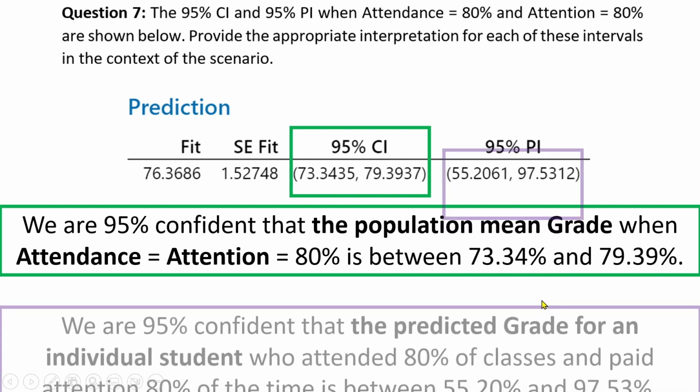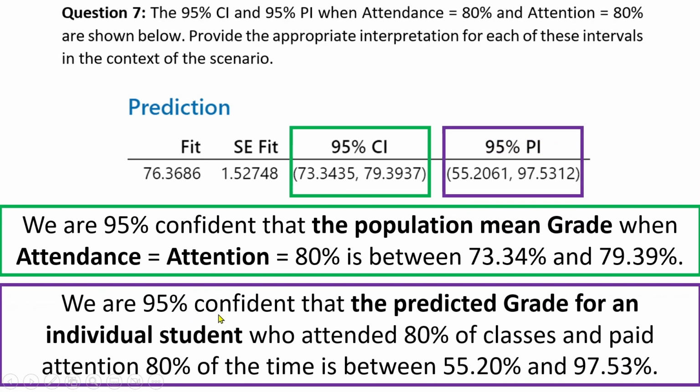By contrast, we are 95% confident that the predicted grade for an individual student who attended 80% of classes and paid attention 80% of the time is between 55.20% and 97.53%. So you can see this interval is much wider.